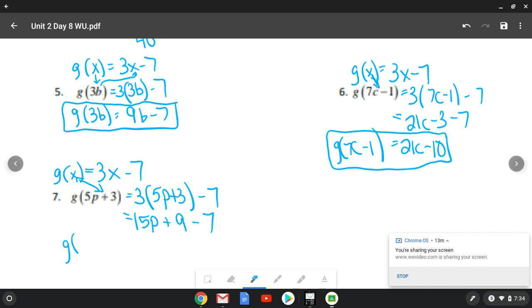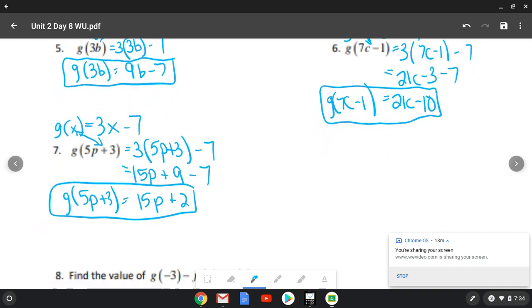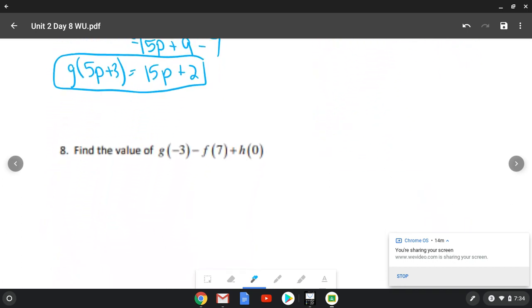So in the end, we would get g of 5p plus 3 equals 15p. 9 minus 7 is 2, positive 2. So that's my answer right there. So that's number 7. And the last one, it says find the value of 3 different pieces. So we're going to do all 3 separate and then actually subtract and add them together. So I'm going to write down what g is. We know that one. That's the 3x minus 7.